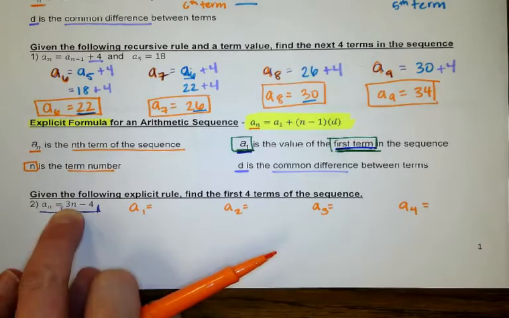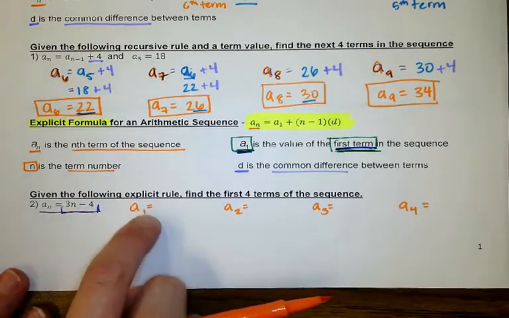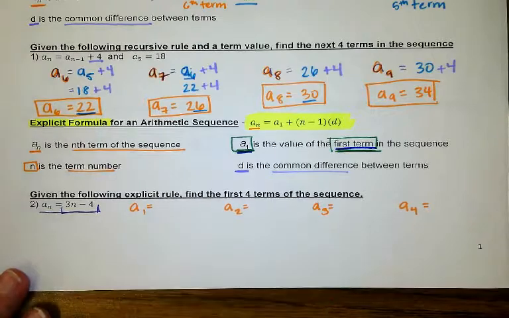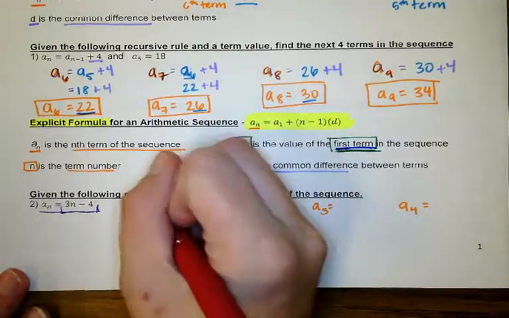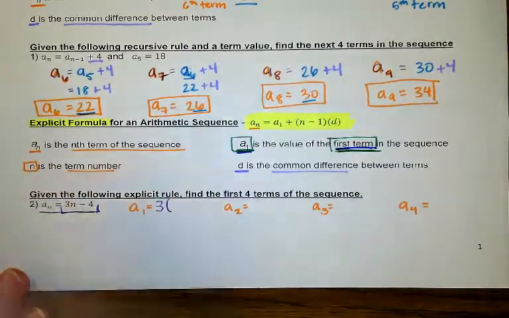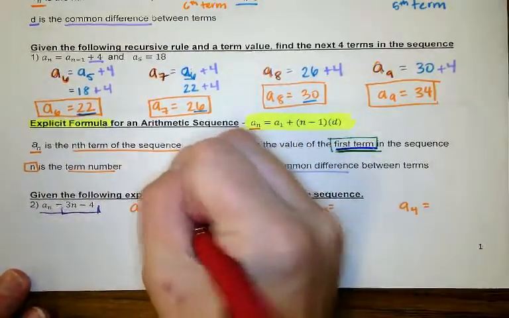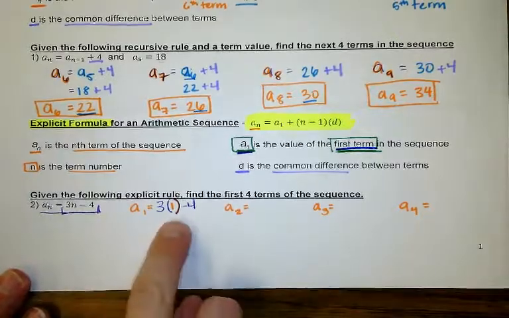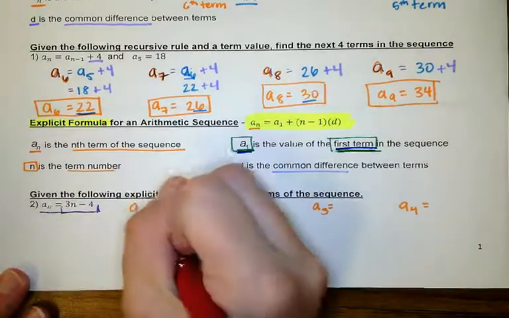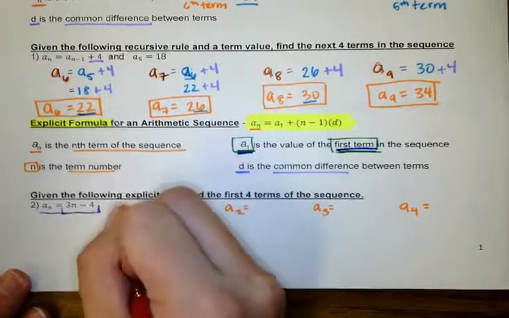What are we going to plug in on our first term, y'all? We're going to plug in a 1. That's it. This is just simple plugging in. So we're going to say 3 times 1 minus 4. That's it. So we just plug in our n. So that becomes 3 minus 4. So a sub 1 is equal to negative 1. Do y'all feel good? Okay.